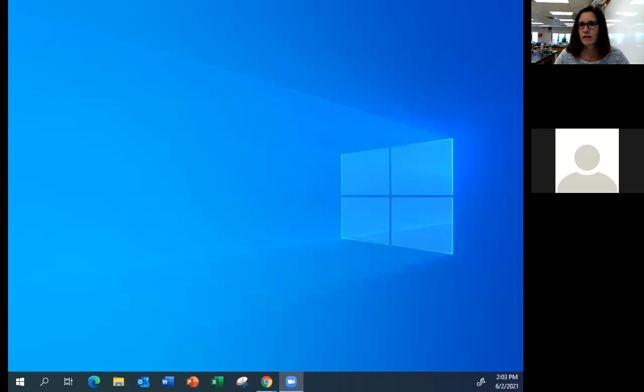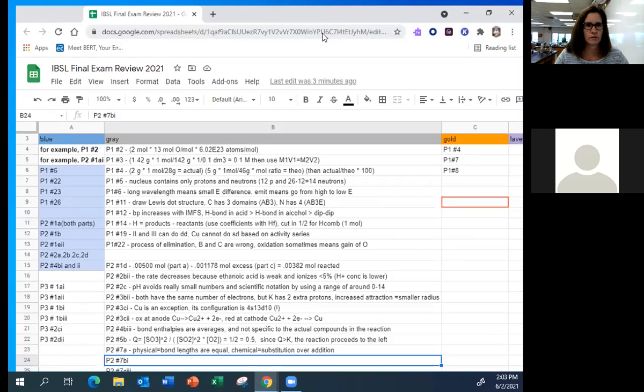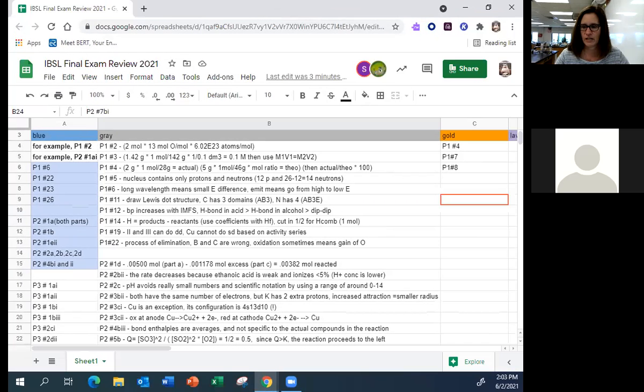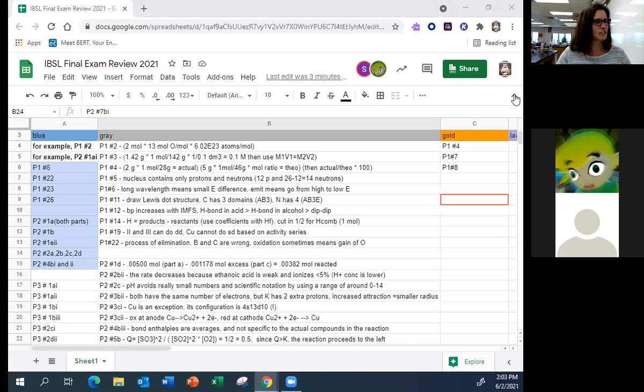Let me try that again. I'm going to share my screen and share the Google Doc. Can somebody tell me if they can see the shared Google Doc? We can see it. Yeah, thank you. Okay, it looks a little weird on my screen, so I wasn't sure.